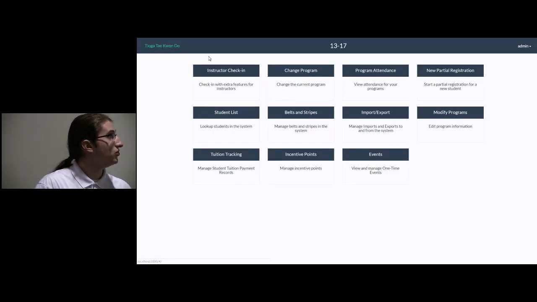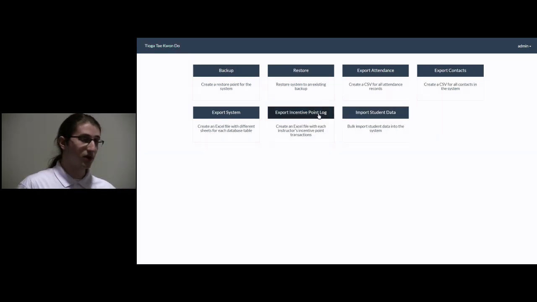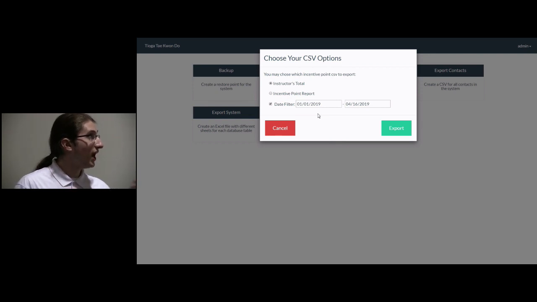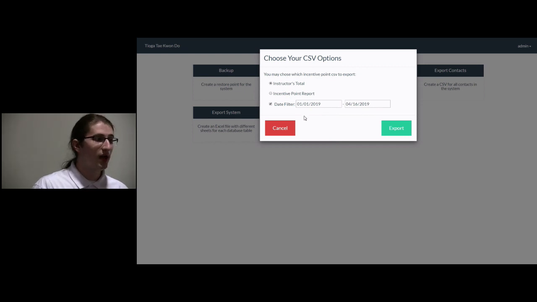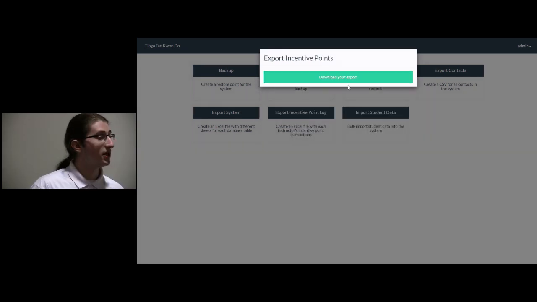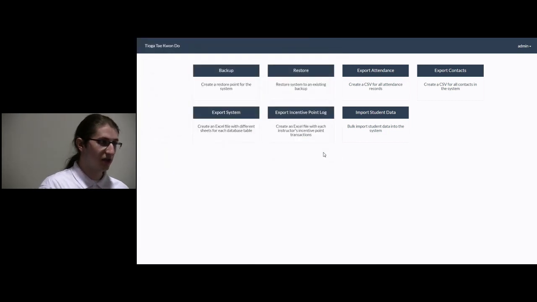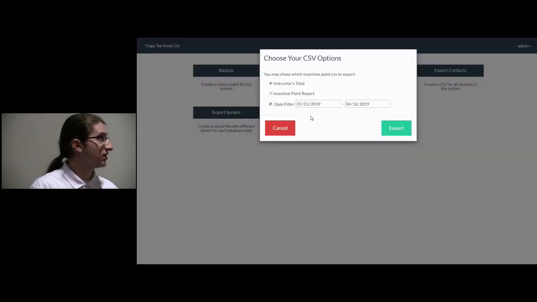In addition to the points, there's a logging system that's handled. So if I, as the administrator, want to look at the total points, this total just gives a brief summary of how many points they earned during that period selected, how many points they redeemed during that period selected, and obviously their total points currently.